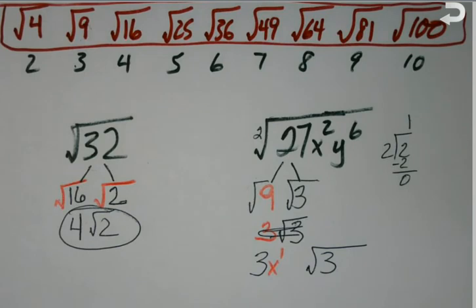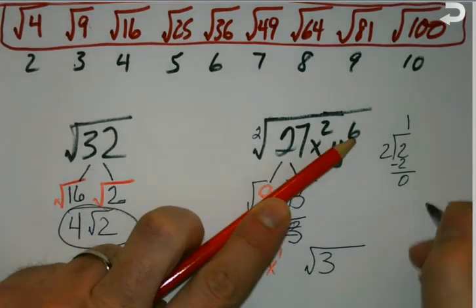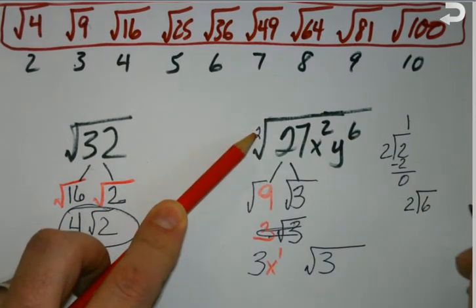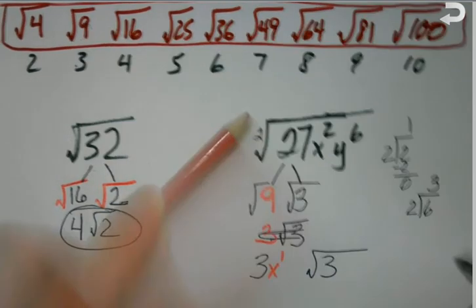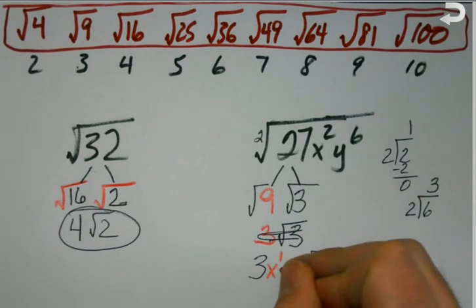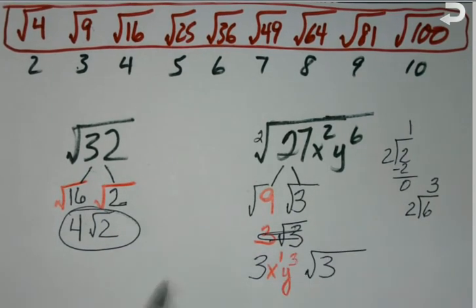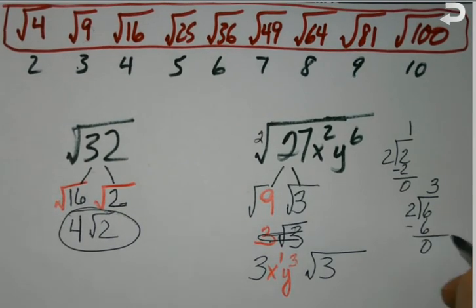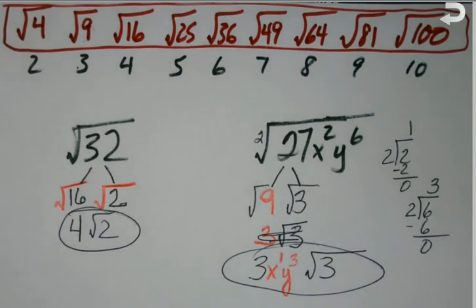Same thing when I move to the next variable. I say, okay, so 6 divided by 2 is 3, which means my 3 goes out here. And when I go ahead and multiply that out, again, I don't have a remainder, so I don't have anything inside. That one's done, okay?